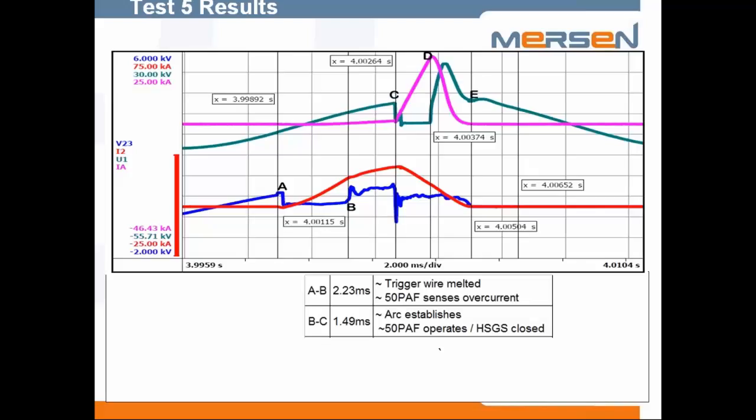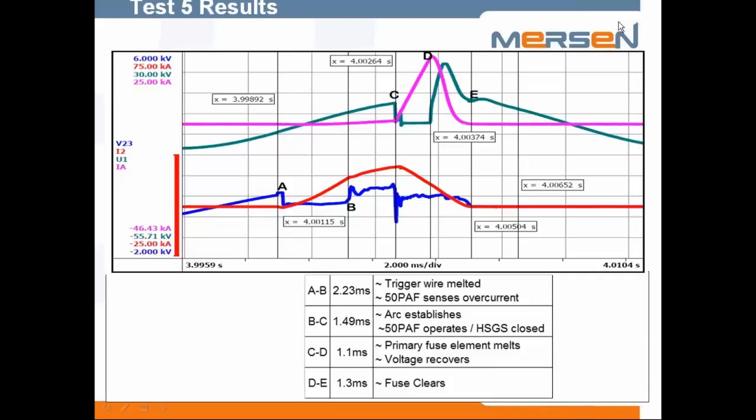Point C to point D is the duration that you have 0 volts on your power system and have a fast rising current. That lasted 1.1 milliseconds, and at which time the voltage recovered and you had a transient. And then it took another 1.3 milliseconds for that fuse to clear. These are time markers that helped us determine that. There's another time marker over here, 4.0652, that's not related to either of these phases. It has to do with the third phase fuse took longer to clear because of the phase rotation.